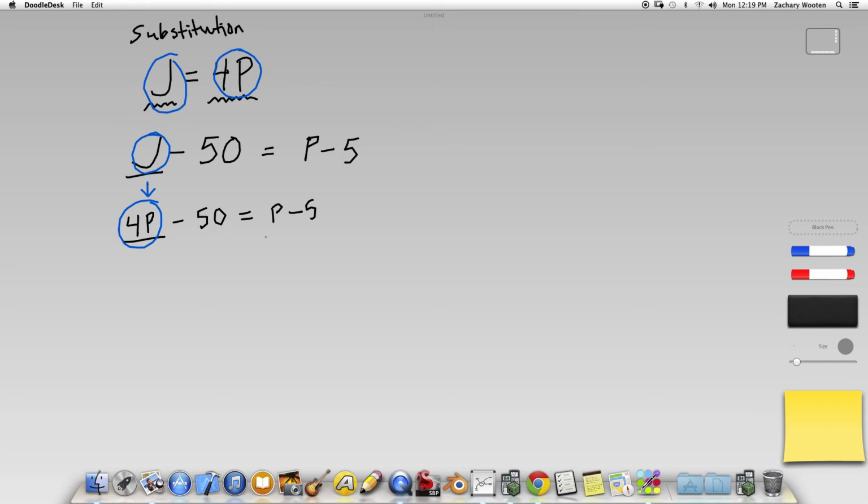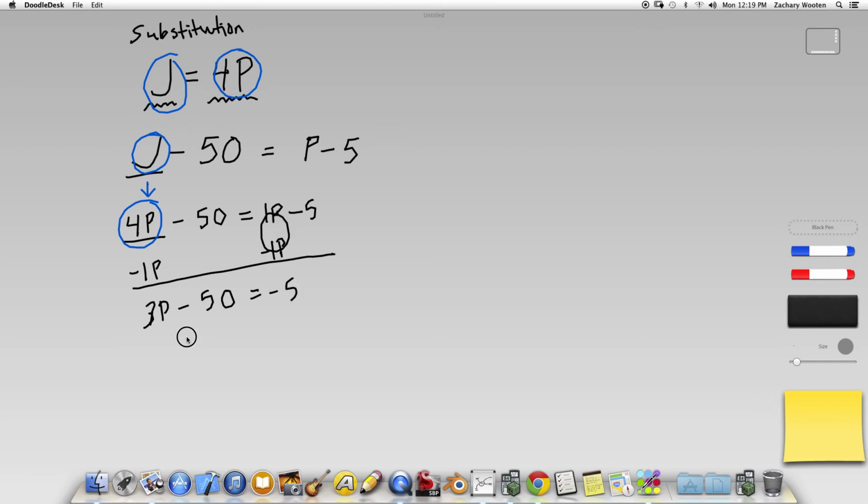So let's think about what we do. I want to get my letter P's on one side by themselves. I've got 4P here, 1P over here. I'm going to just take away this 1P. I'm going to put a little number 1 in front of that. Be very careful. Understand, taking away P is not going to just remove the letter. We just have to think about how many P's we had, 4P, minus this 1. So 4 minus 1 leaves me with 3P, or 3 times however many cards Philip had. So 3P minus 50 equals, this cancels out, and we're left with negative 5.